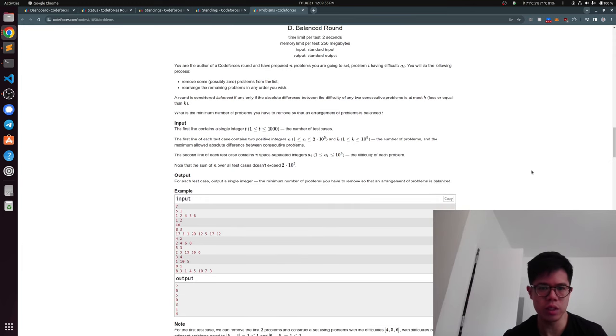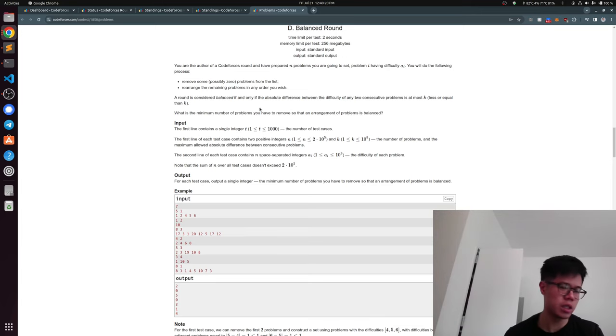All right, problem D. This is the first problem where you probably need to do a bit of logical thinking. But basically you have a set of values. You want to end up with some subset of that where you can reorder them so that the difference between any 2 consecutive values is at most k.